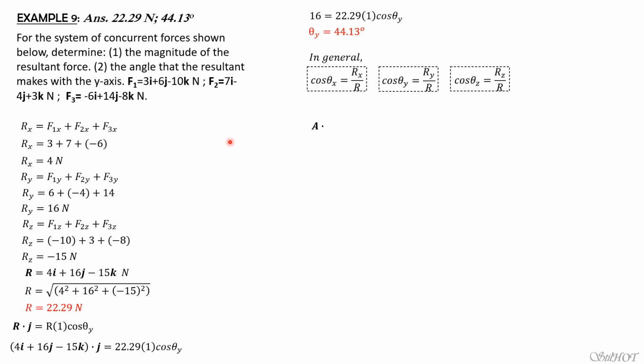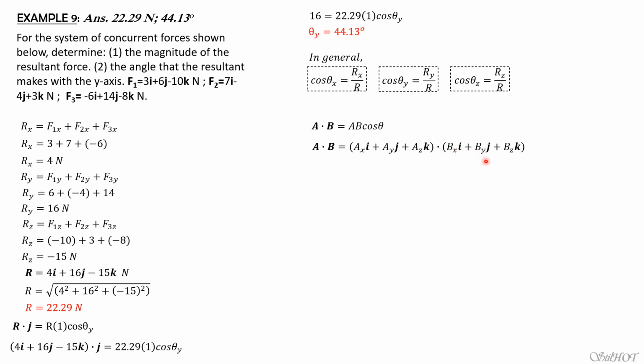So we also generalize the dot product. A dot b is the magnitude of a times the magnitude of b times cosine theta. So using the components of a and the components of b, we have axi plus ayj plus azk dot bxi plus byj plus bzk. Remember that the only product that has value is the product of corresponding unit vectors. The product of a unit vector with another unit vector which is different from the first would be 0.